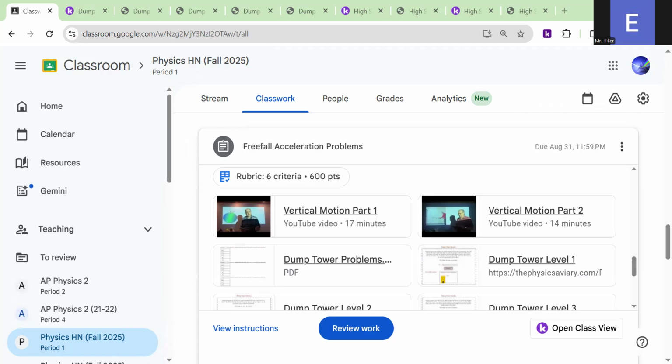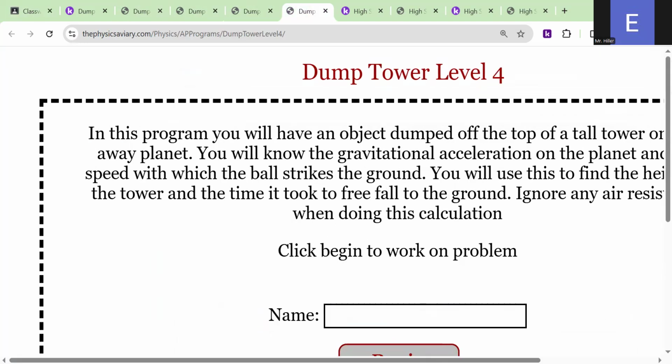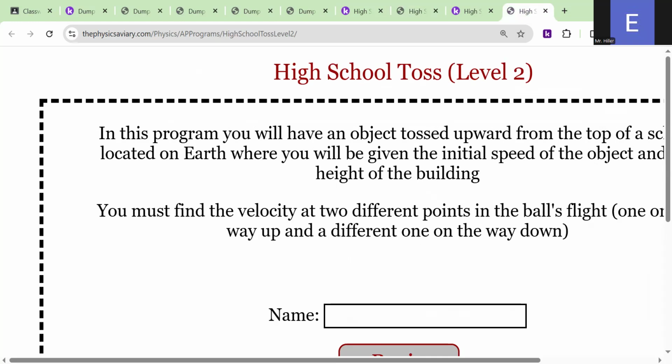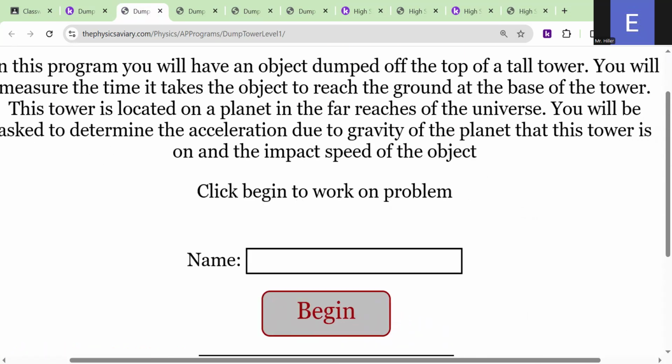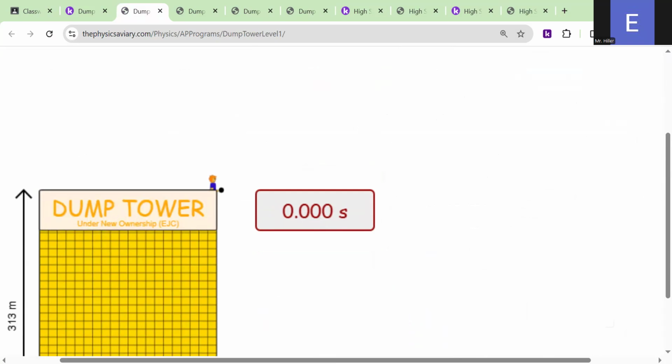Let's begin. There are going to be a total of 6 problems we're going to work on today. The first 4 are called dump tower 1, 2, 3, and 4. Then we'll take a look at what happens when we toss up an object with positive initial velocity upwards: high school toss level 1, and high school toss level 2. So let's go ahead and begin. Starting with dump tower level 1, go ahead and enter your name into the program, and let's begin.